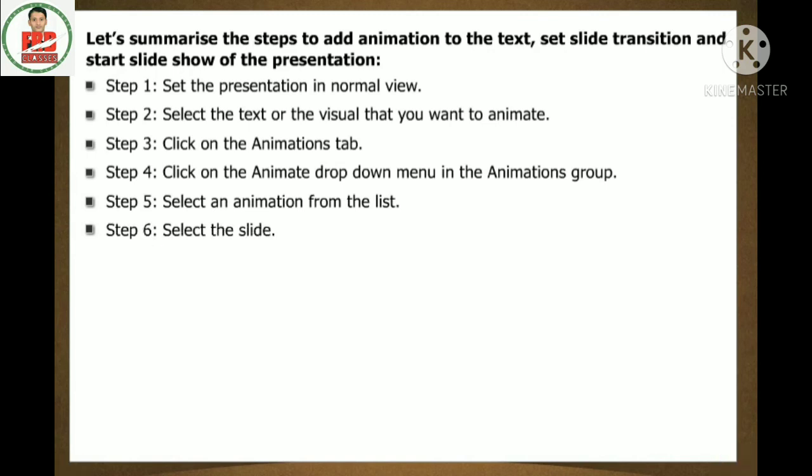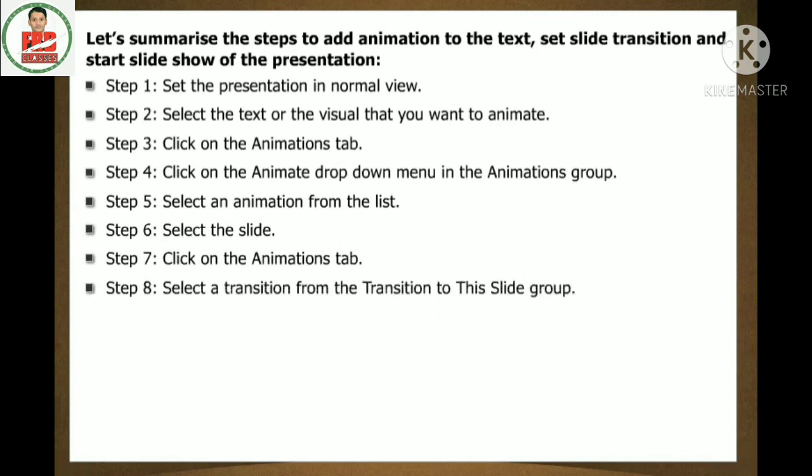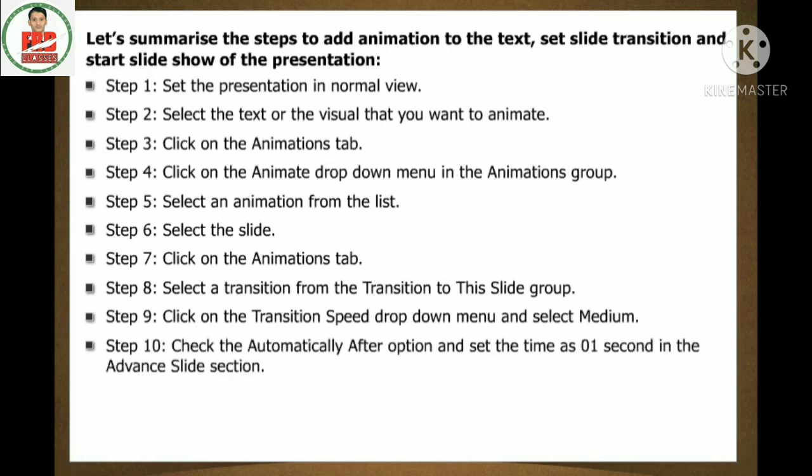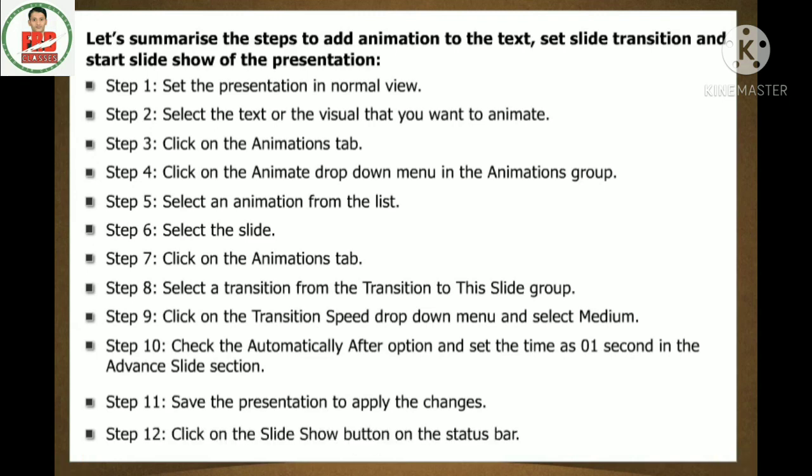Step 6. Select the slide. Step 7. Click on the Animations tab. Step 8. Select a transition from the Transition to this Slide group. Step 9. Click on the Transition Speed drop-down menu and select Medium. Step 10. Check the Automatically After option and set the time as 0:1 second in the Advance Slide section. Step 11. Save the presentation to apply the changes. Step 12. Click on the Slideshow button on the status bar.